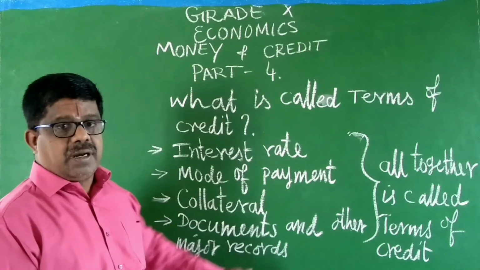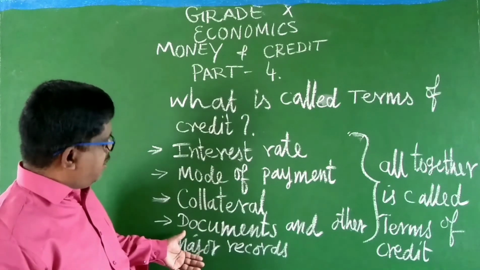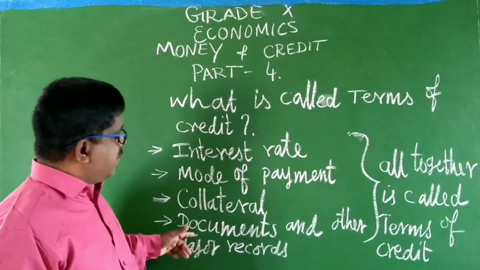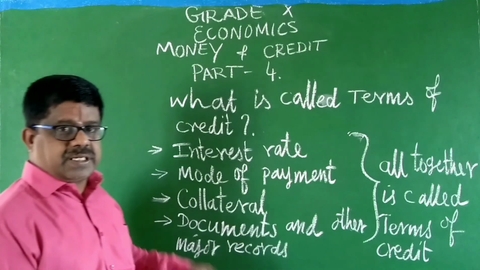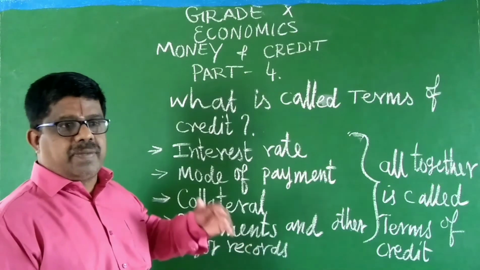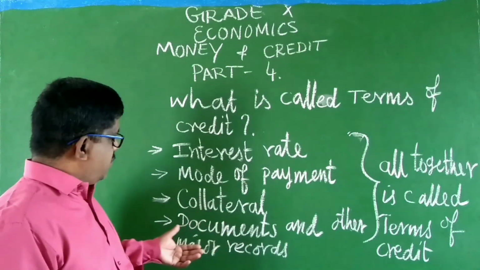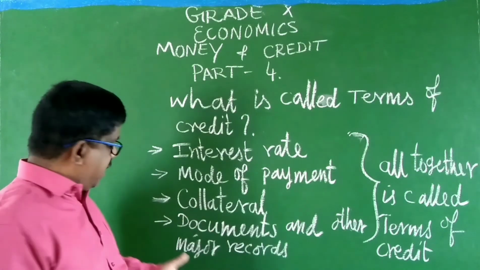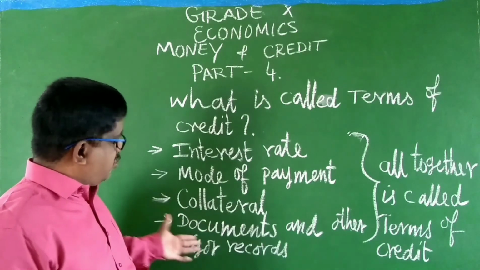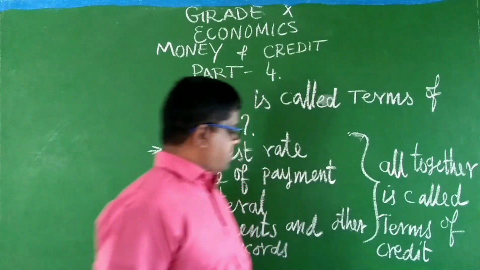And collateral, we will discuss in the next topic in the same video. Next, documents. Already we discussed in the previous video what documents the loan taker has to give to the money lender or bank. So these are the major documents and records. All together is called terms of credit.